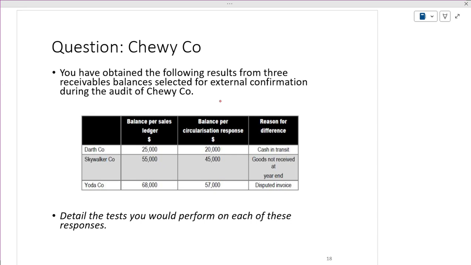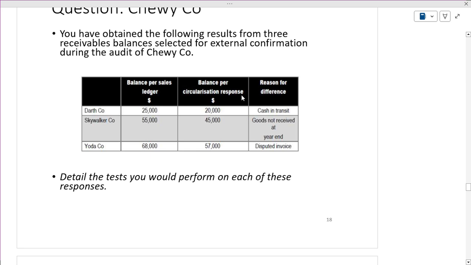So that receivables will be completed. You have obtained the following results: balance per sales ledger, and balances by the response. There is cash in transit, a balance by another company of 55,000, and 45,000 goods in transit received at the year end. There is a balance of 68 and a balance of 57. There is a disputed invoice. One is cash in transit, one we have not received, and one is a dispute.